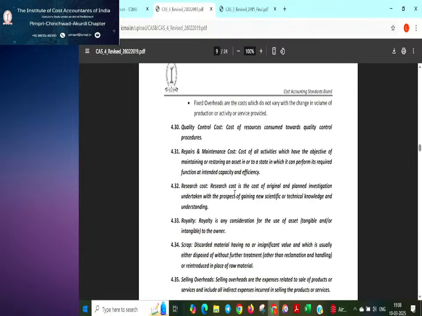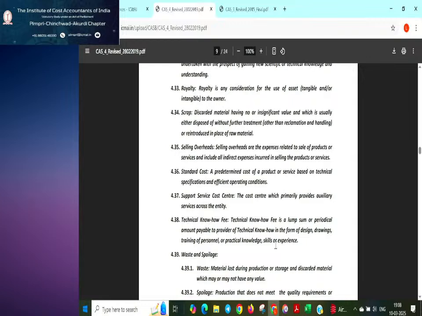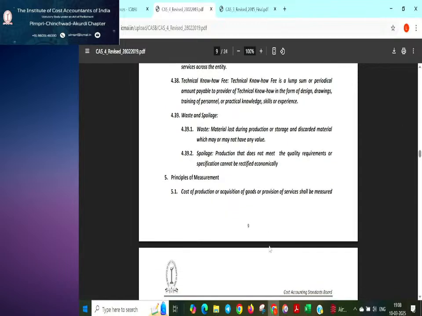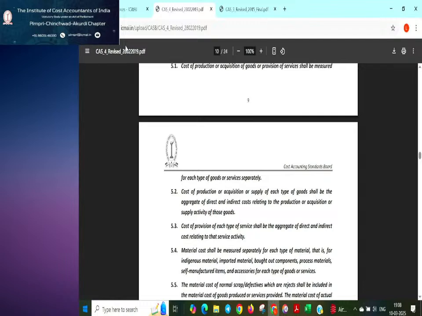Then what does this particular standard talk about? So other things are all your definitions. Now comes the principles of measurement. So this is the main thing based on which your problems will be there. Got it? So what is the principle of measurement? Cost of production or acquisition of goods or provision of services shall be measured for each type of goods or services separately.